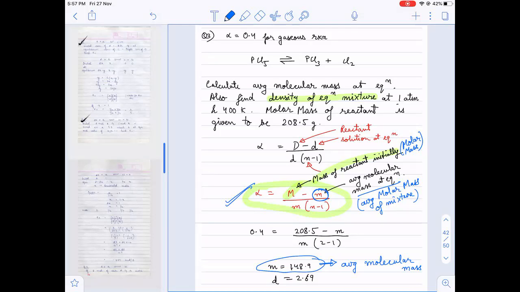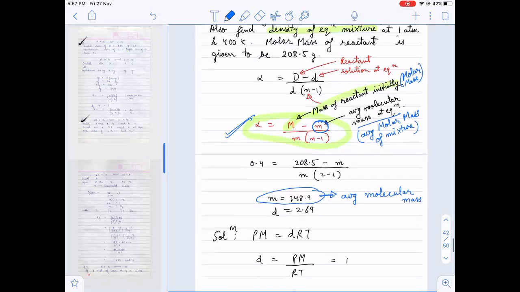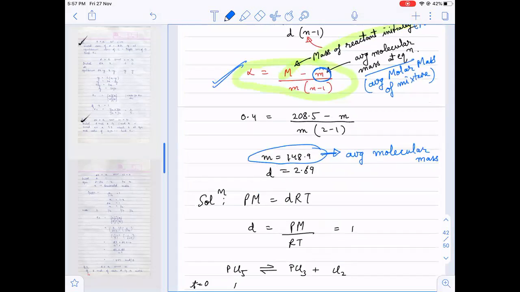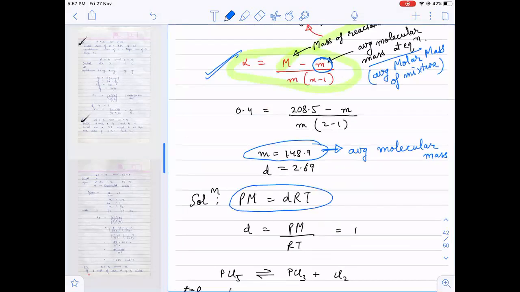Obviously, to calculate the density of the equilibrium mixture, we would need an equation, and that equation is Pm is equal to dRT. This equation comes from the chapter of gaseous state. It is derived from PV is equal to nRT. I hope you recall PV is equal to nRT. How do we derive it? We substitute n by moles. Moles is given mass divided by molar mass M.